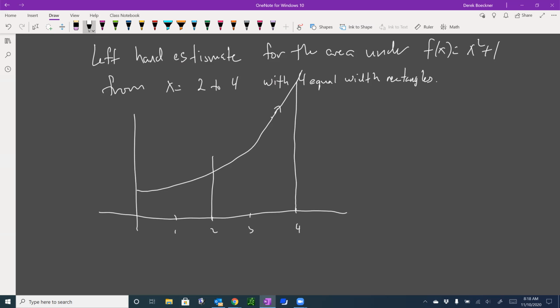And I want to do it by using the left-hand estimate. That means I'm going to use left-hand endpoints on my rectangles to decide how tall the rectangles actually are. And I want 4 equal width rectangles. So the first thing I should figure out is what delta x is. Delta x is going to be 4 minus 2 over 4, because I want 4 rectangles.